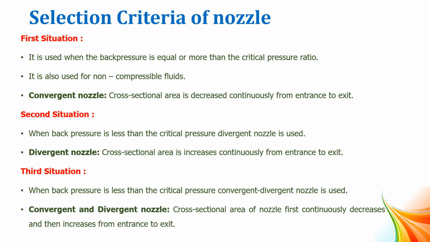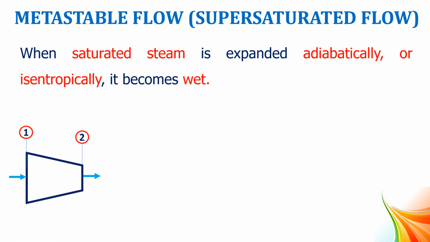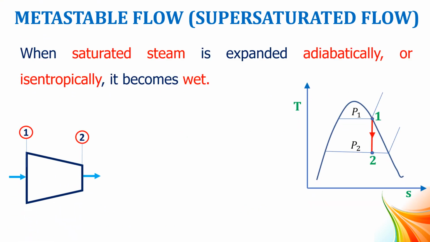Convergent means the cross-sectional area is reduced, whereas divergent nozzle means the cross-sectional area will be increasing. So in the simplified diagram, you can see that saturated steam is expanded adiabatically or isentropically, it becomes wet. In this region, it is wet.